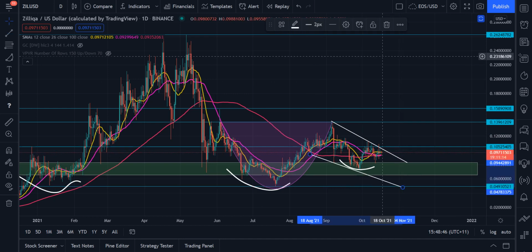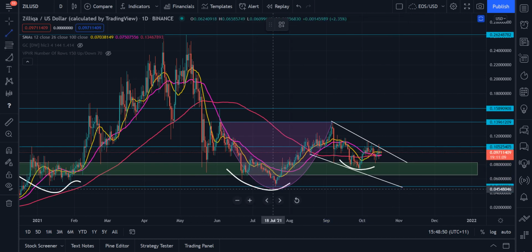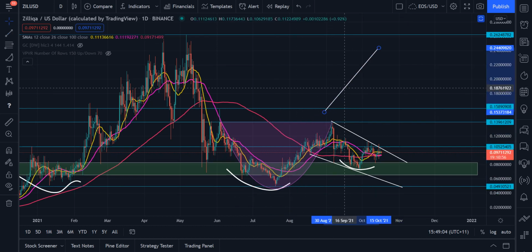Clear cup and handle formation. We've tested the bottom a few times, tested the top a few times. If we get a price target from this cup and handle formation, and this is one of many ways to measure a price target, we can take the bottom right-hand side wick on the bottom of the cup to the first test of the top of the handle, and we can extrapolate that to a proposed breakout point.